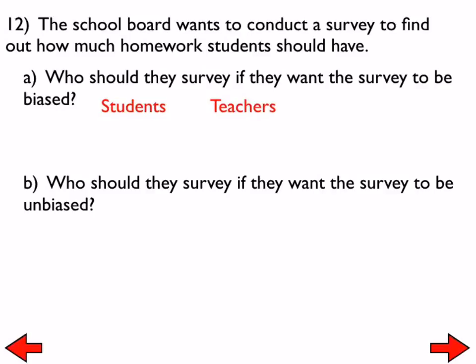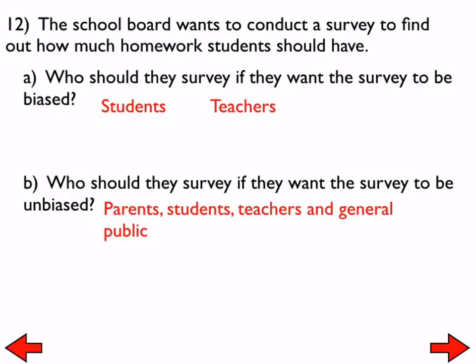Who should they survey if they want the survey to be unbiased? That would be parents and students and teachers and the general public. Okay? So basically a little bit of everybody to make it random.